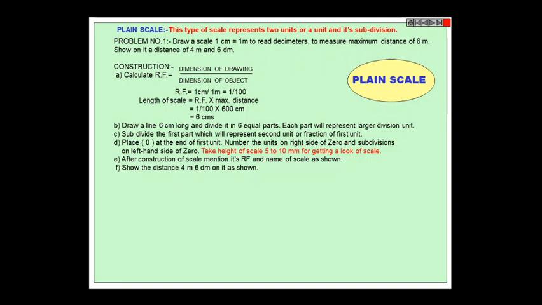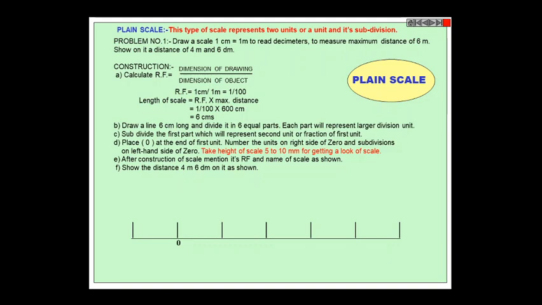Using this value, we first draw a line 6 centimeters long. Then divide it into 6 equal parts: 1, 2, 3, 4, 5, 6. So here are 6 equal parts. Each part will represent a larger division unit. Then subdivide the first part, which will represent the second unit or a fraction of the first unit. Then place 0 at the end of the first unit. Number the units on the right side of 0 and the subdivisions on the left side of 0.